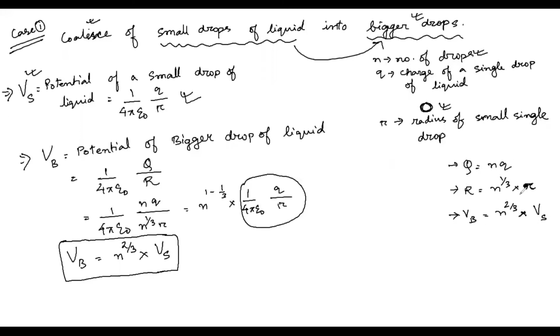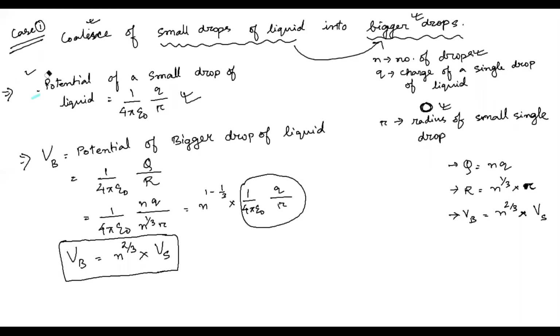So here I am writing out all the points. When you are solving numericals, you don't need to go through all these steps. If you can remember this final expression, it will help you solve such questions in a few minutes. So this is how you find the potential of the bigger drop.